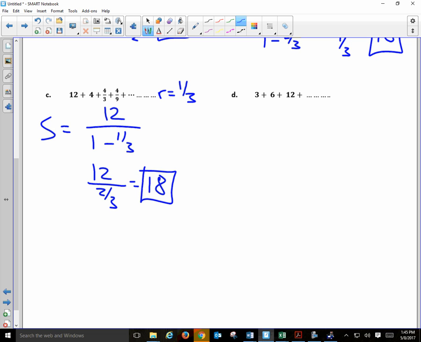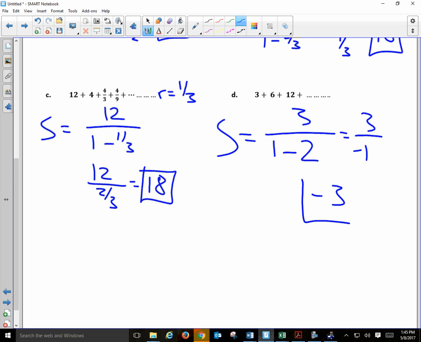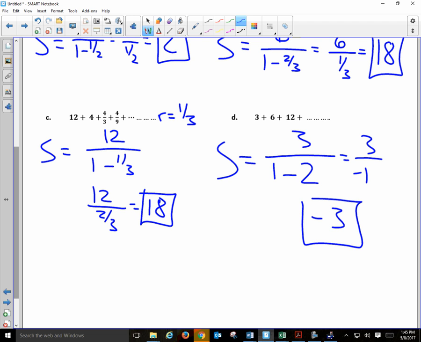Let's do the next one. Sum is, what's the first term? Divided by 1 minus, what's the ratio? 2, and I get 3 over, so -3. Let's think about it, folks, okay? What would the next term here be? 24. And after 24, then 48. I mean, the numbers continue to get bigger, right? It does. It goes to infinity.